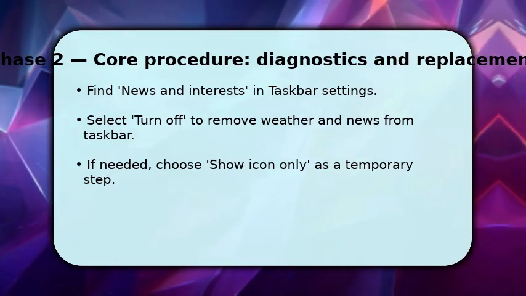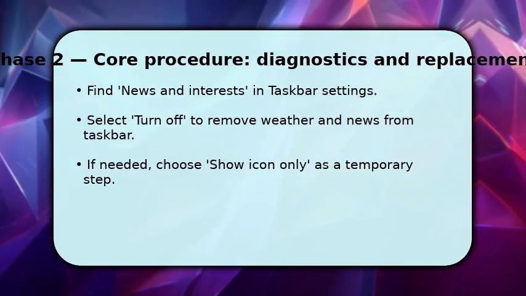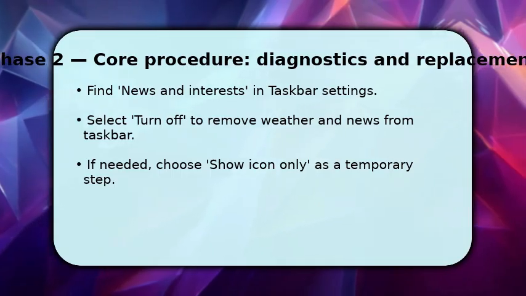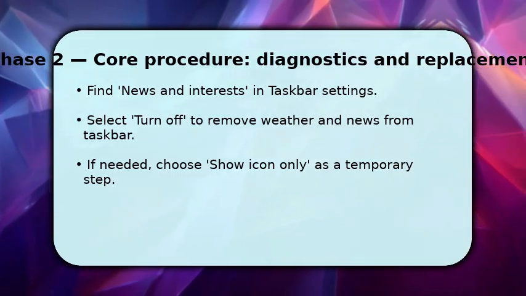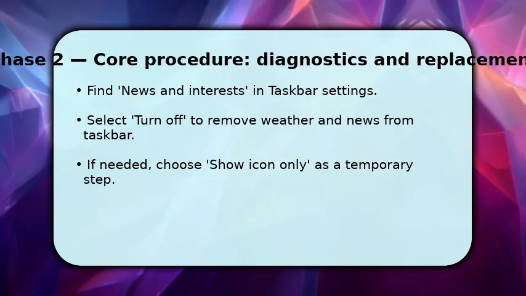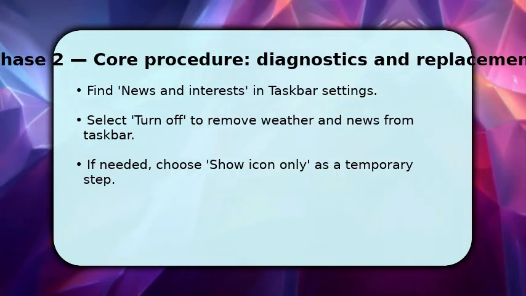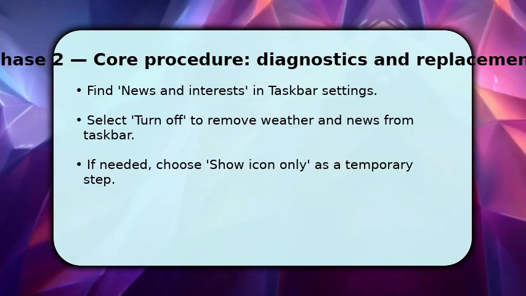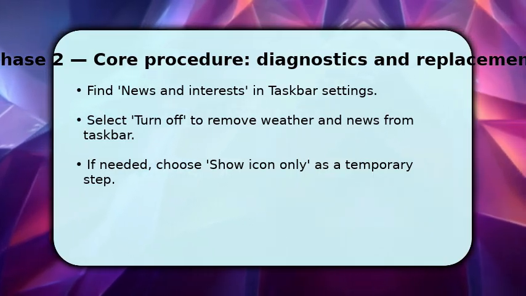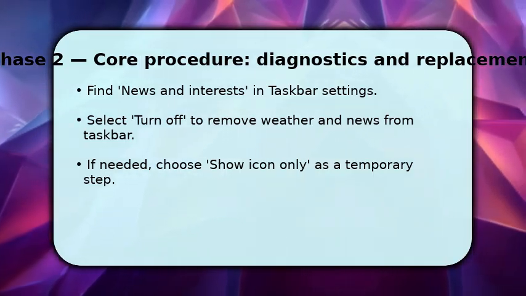If you prefer a softer approach, choose Show Icon only first to reduce space without fully removing it. This helps test impact. Make sure to wait a few seconds for the UI to refresh. You'll see the weather disappear instantly when successful, and you can always revert the selection if you change your mind.